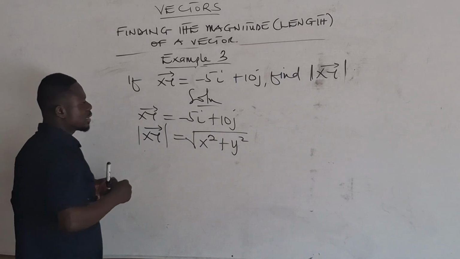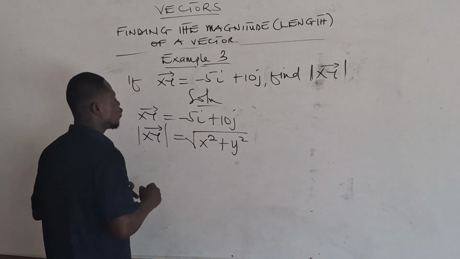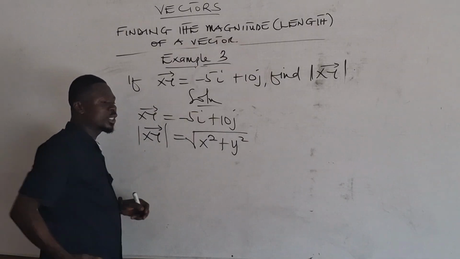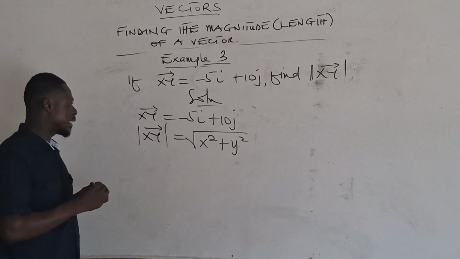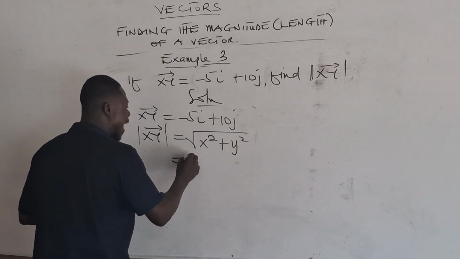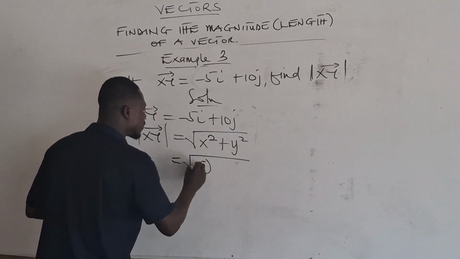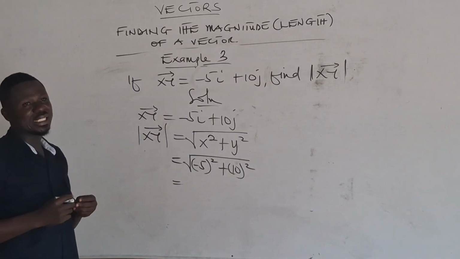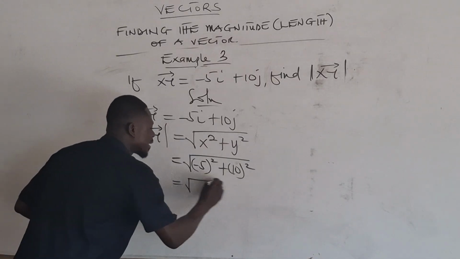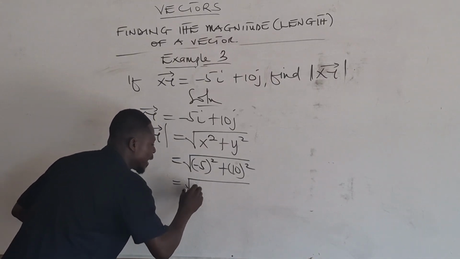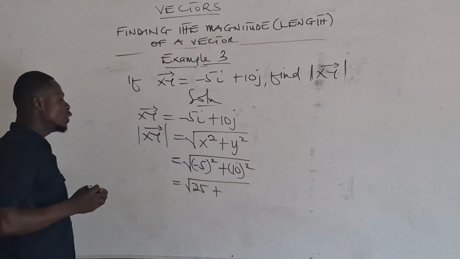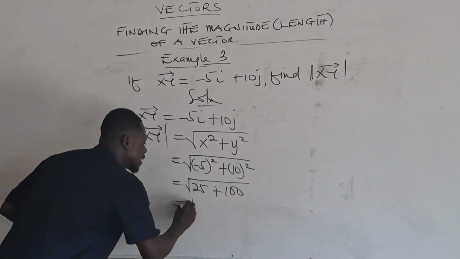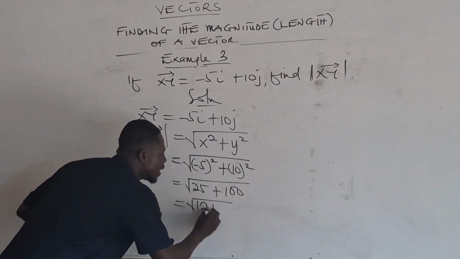Looking at this, we know that when you see the i component, it represents the x component, and the j component also represents the y component. So by substitution, we're going to have negative 5 squared plus 10 squared. We will square our negative 5, which gives 25. Then when you square 10, you get 100. At this point, adding them will be 125.